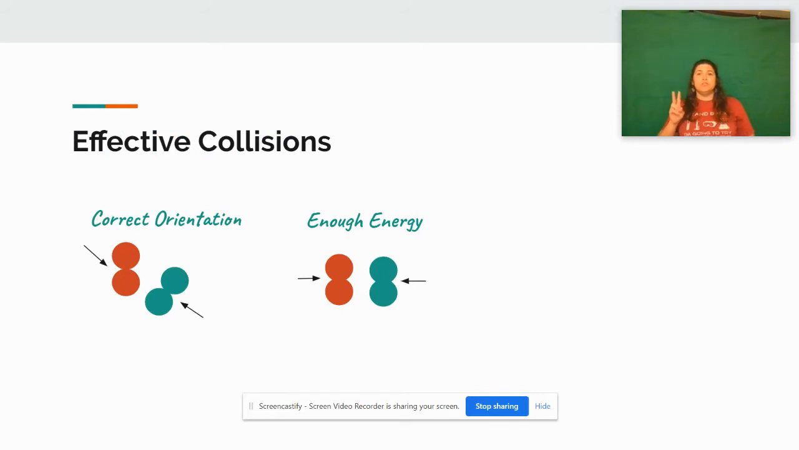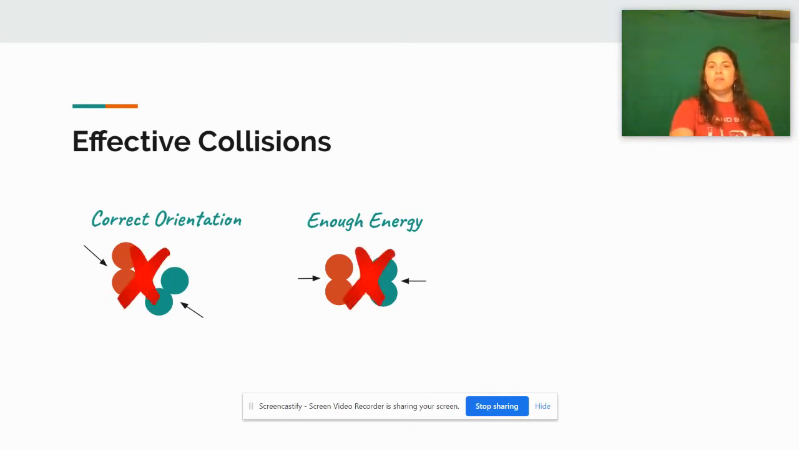So there's two things you have to have for effective collisions. You have to have the correct orientation. So if you have two things that hit each other side by side, but they're not supposed to react that way, they're supposed to react head on, they won't react. So you have to have the correct orientation, and you also have to have enough energy to be able to overcome the activation energy.